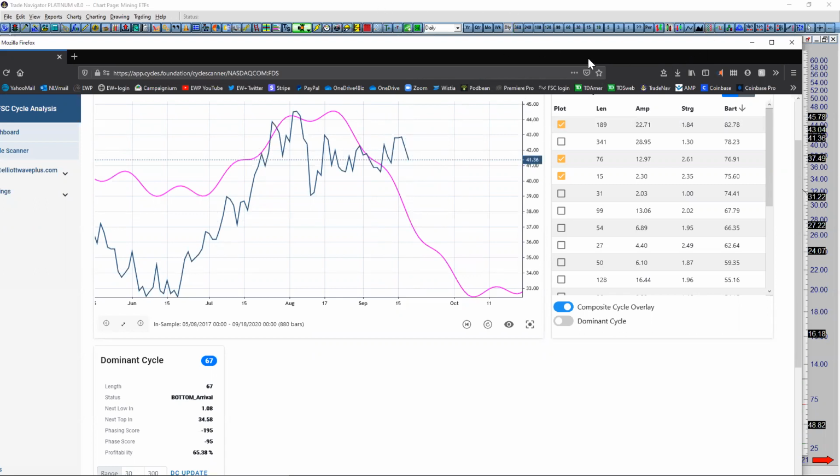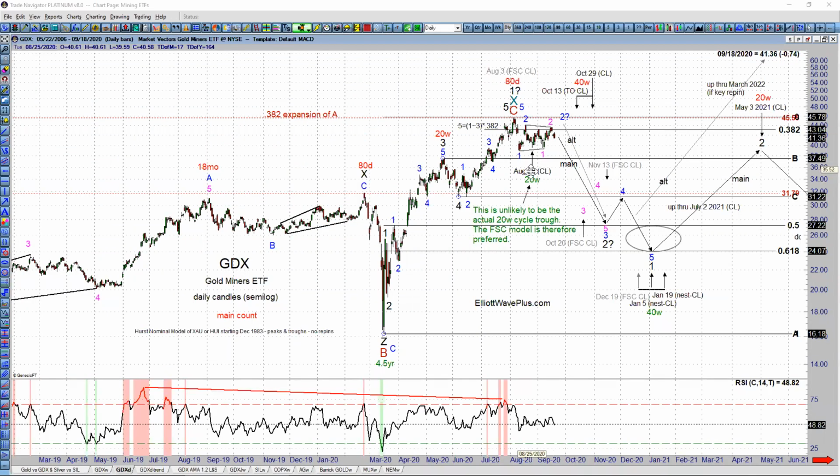That's the suggestion here, and so that's one of the reasons why, because of the difficulty that Hurst is having with the 20-week cycle trough and just about everything right now, the FSC is a valuable tool, and it's bearish next down through mid to late October next. That much is clear, and so that's why I think this thing is going to break to the downside.